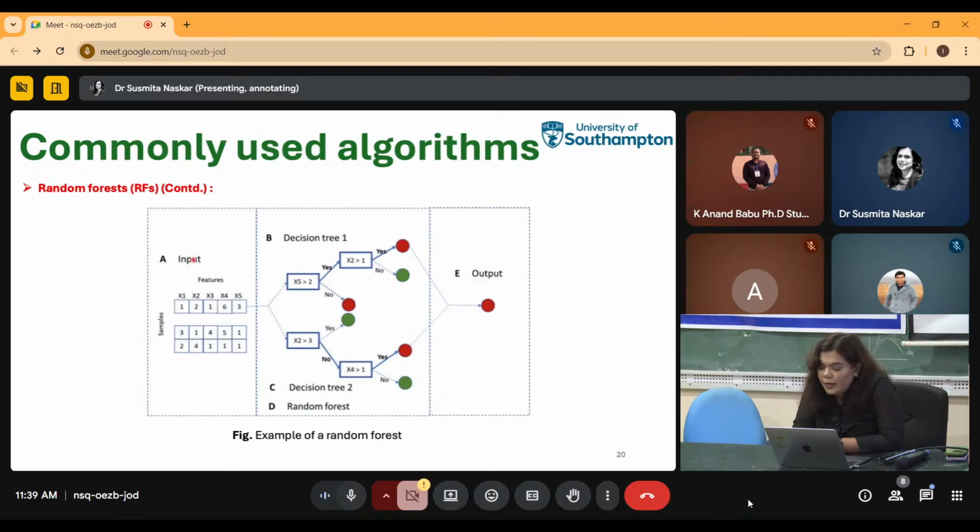This is the whole process of how random forest works. First, we input the parameters, right? Then we take two different decision trees, and both of them have a different way of calculating whether it is red or green. Then we take the random forest, which combines the decisions of both decision tree 1 and decision tree 2, and then it finally goes to point E, where it says whether it's green or red. So this is the final output.